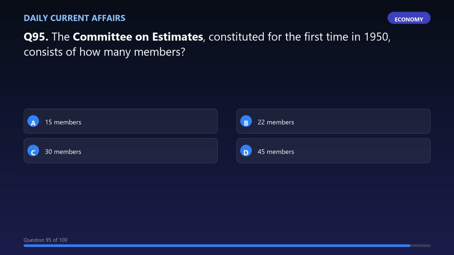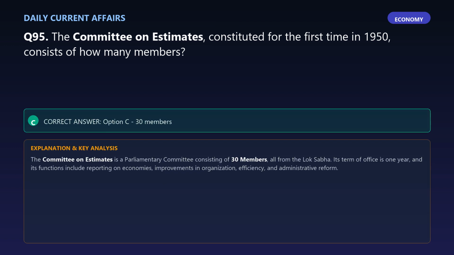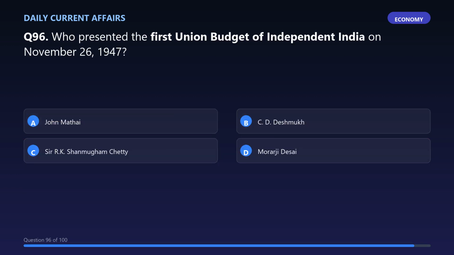Question 95. The Committee on Estimates, constituted for the first time in 1950, consists of how many members? The correct answer is option C, 30 members. Explanation: The Committee on Estimates is a parliamentary committee consisting of 30 members, all from the Lok Sabha. Its term of office is 1 year, and its functions include reporting on economies, improvements in organization, efficiency, and administrative reform.